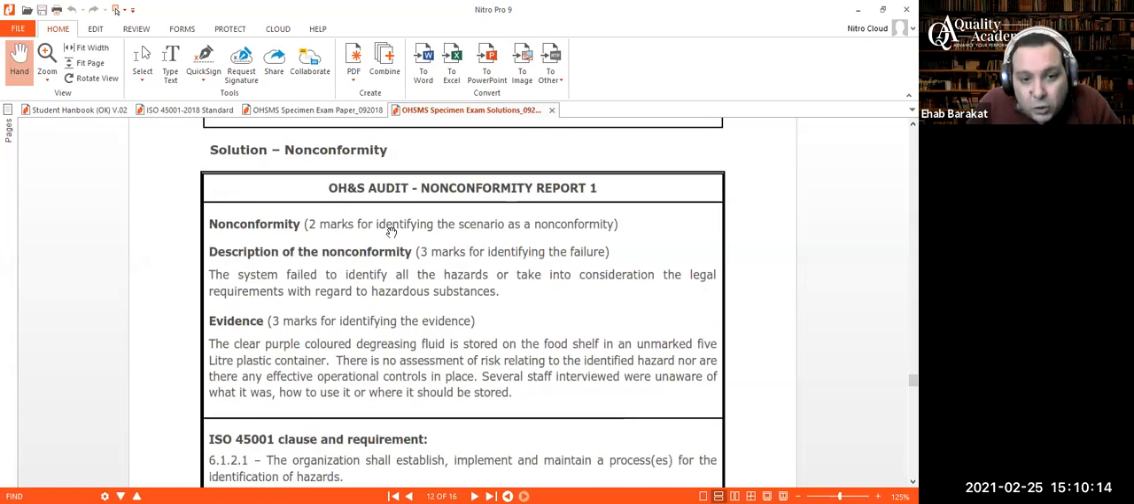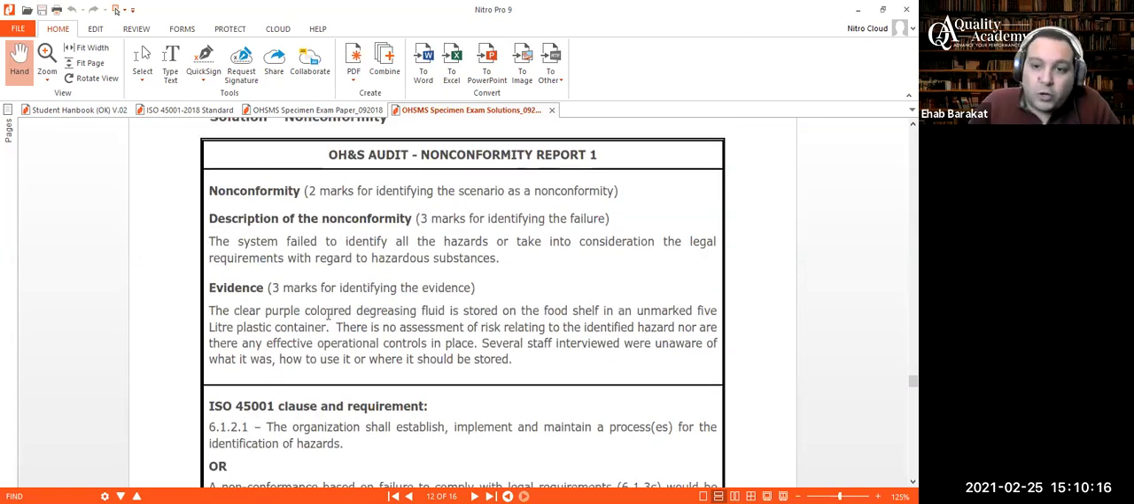When you decide to fill this format, you will take 2 marks. Description, 3 marks. Evidence, 3 marks. You also mention the clause plus requirement. This is the clause and this is the requirement. Don't write the clause only. So you will take 10 out of 10 in this case.